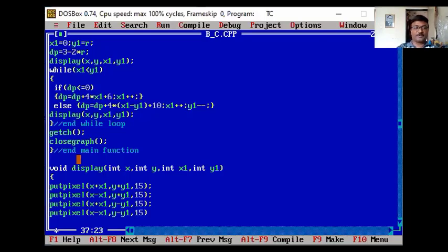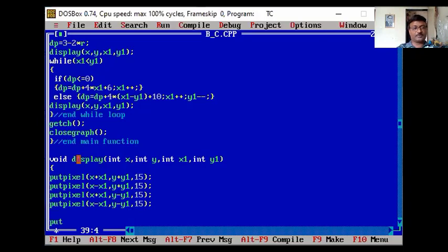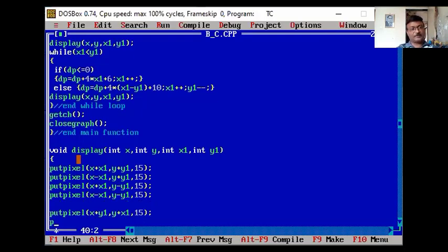Now replace the x1 value with y1 and the y1 value with x1. So I put it like this: putpixel, x plus y1, correct, and y plus x1. It means interchange the values of these, and again 15 is the color that you have to use. Then putpixel again, go for plus plus, minus plus. So here minus, I am using first y plus x1, comma 15.